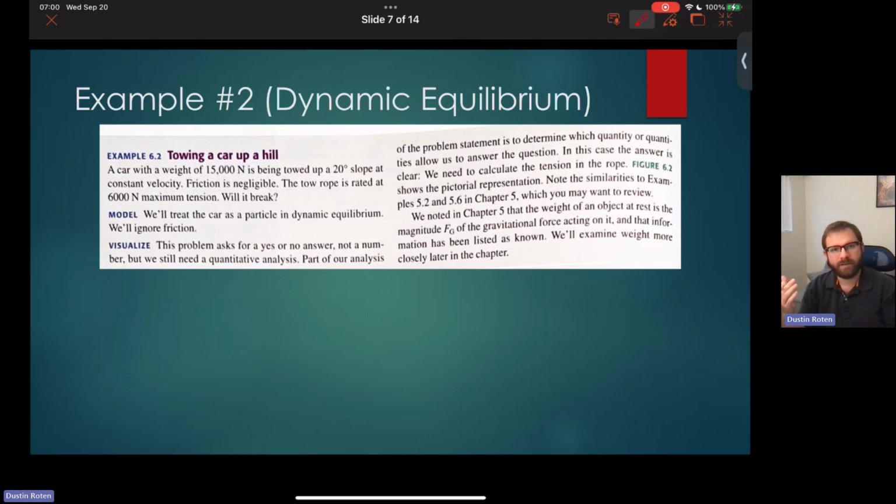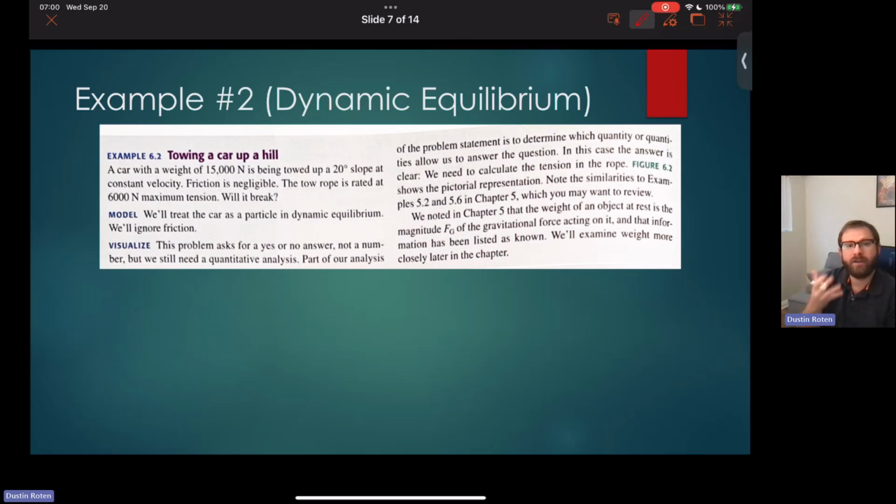So let's think about another example where we have something that's moving, but there's still static equilibrium going on. Okay, so we've got a car with a weight of 15 kilonewtons. It's being towed up a slope of 20 degrees at a constant velocity. Friction is negligible, so we won't worry about friction right now. And the tow rope that is being pulled with is rated at 6 kilonewtons. Anything over that will break the tow rope.